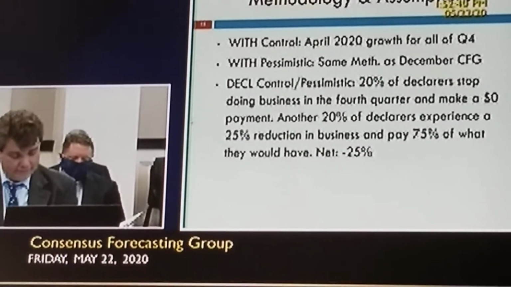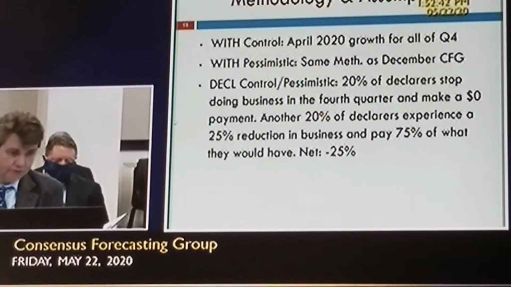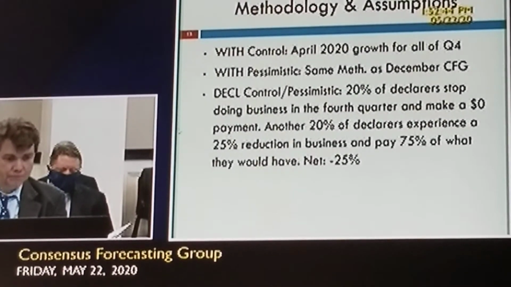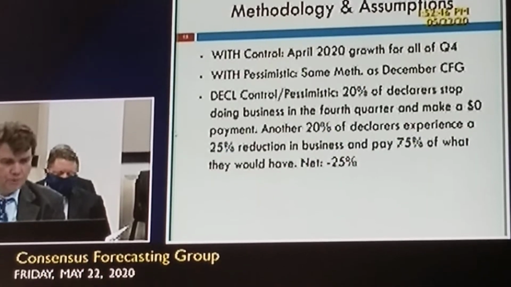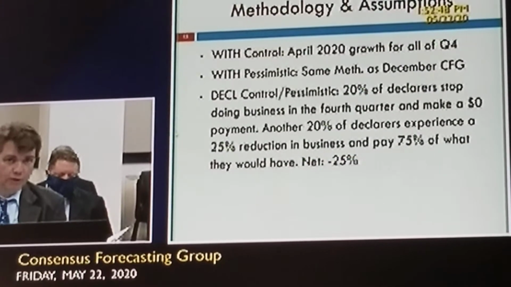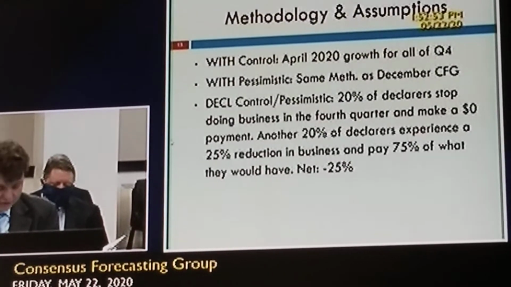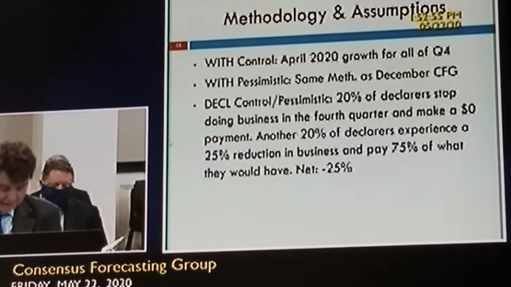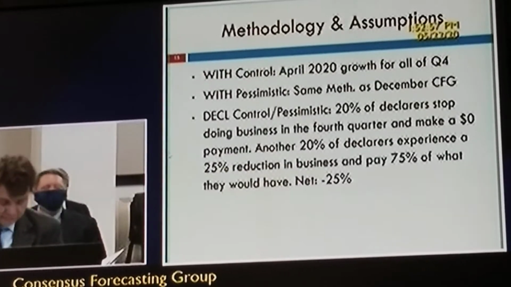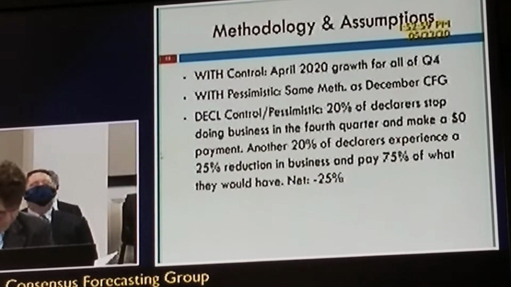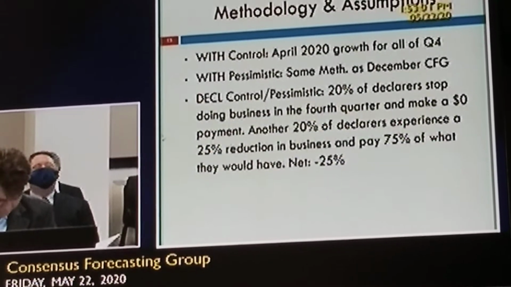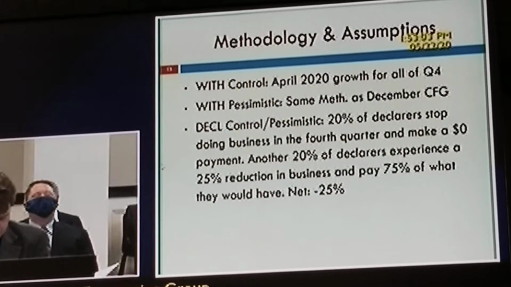So I thought that the standard model that we use for control was too optimistic, and so I replaced it with the April forecast, the 7.5% growth rate, and I duplicated that for May and June to give us a plain decline of 7.5% for the entire quarter. The withholding pessimistic forecast is the normal regression model that I use.